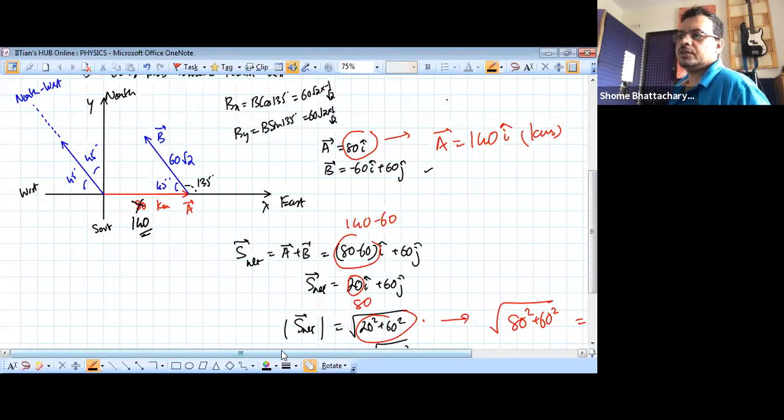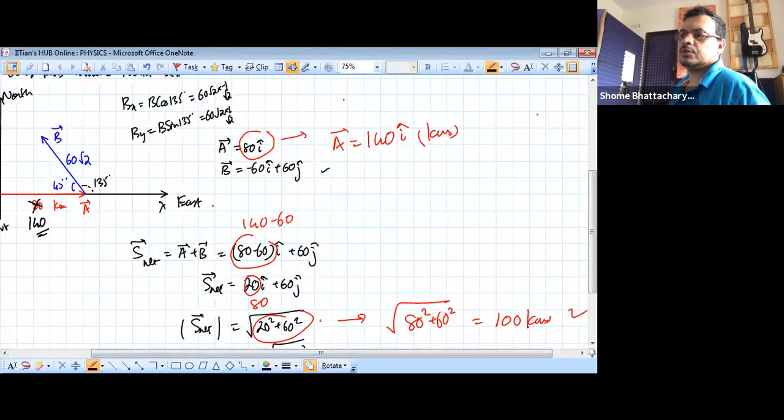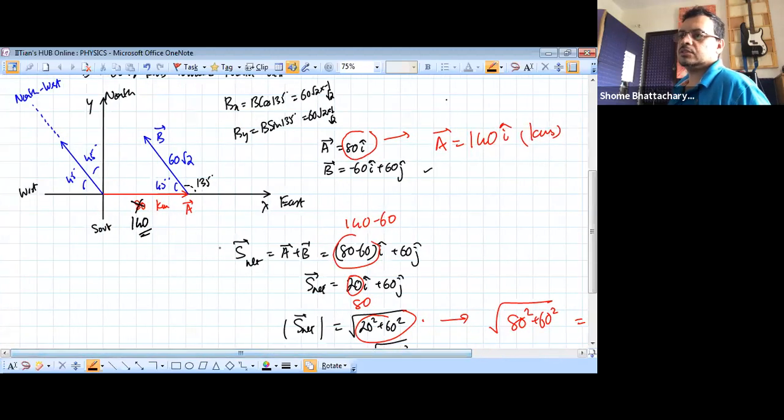Okay. So how much will it be in component form? 140 I cap, because I've taken my x axis to be along east. Similarly, the vector B is how much? It is 60 root 2. Its magnitude is 60 root 2 kilometers, this one. Okay, but along which direction? Along the direction of northwest. The 60 root 2 is along the direction of northwest.